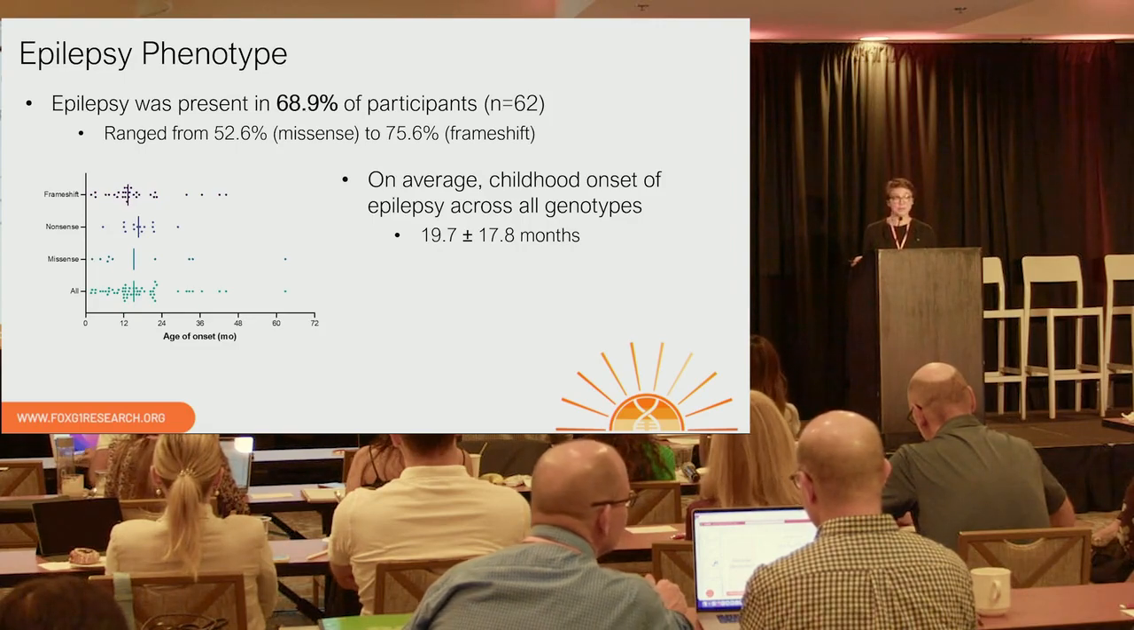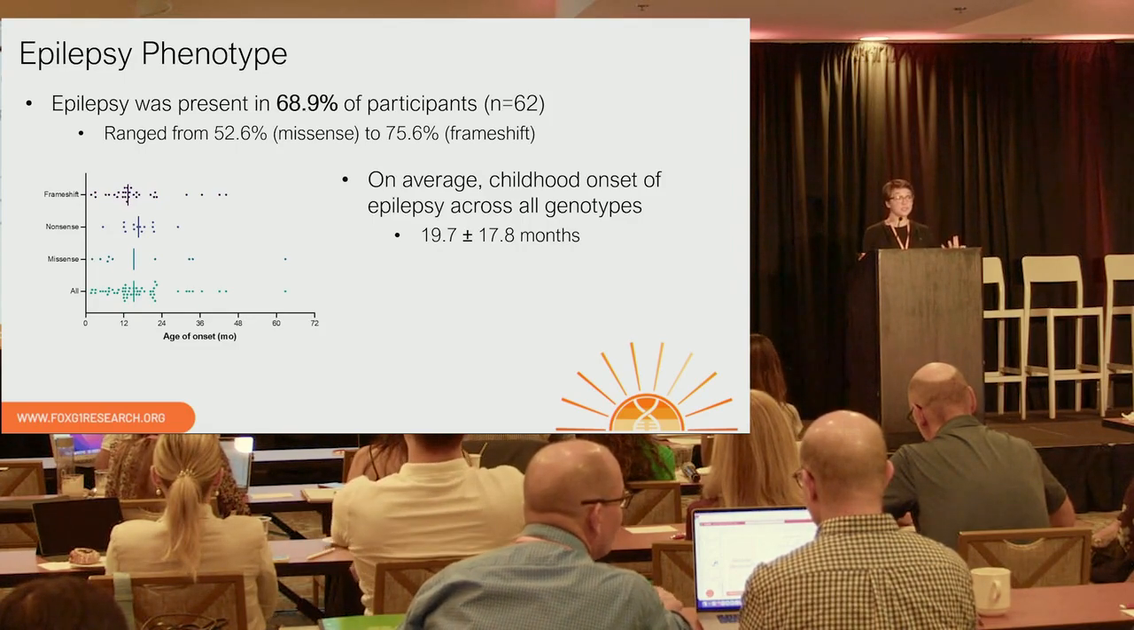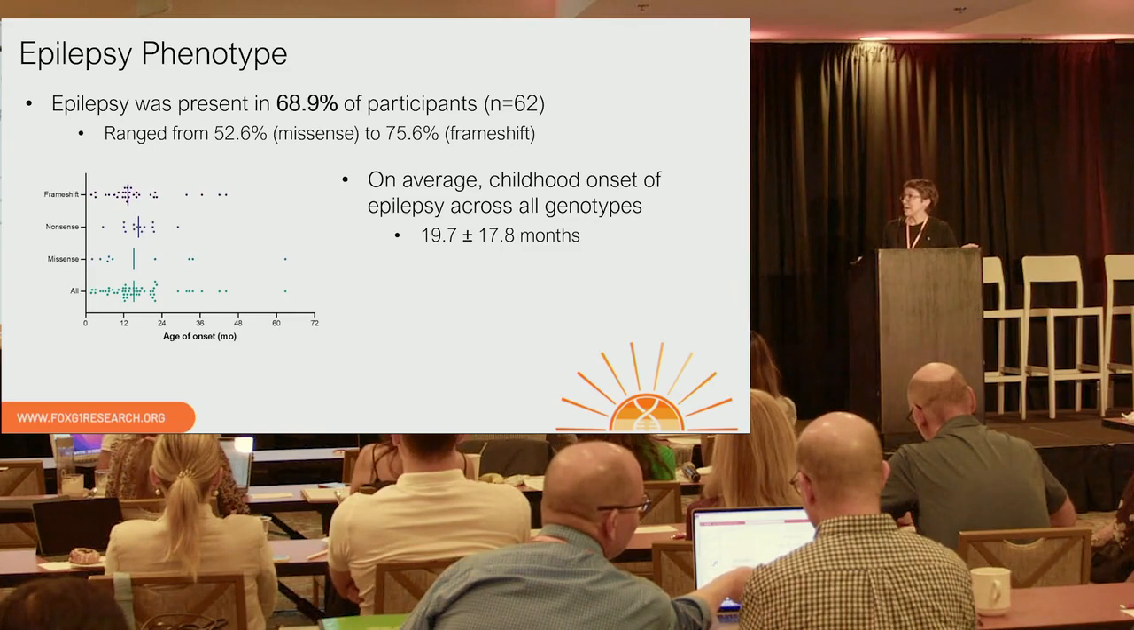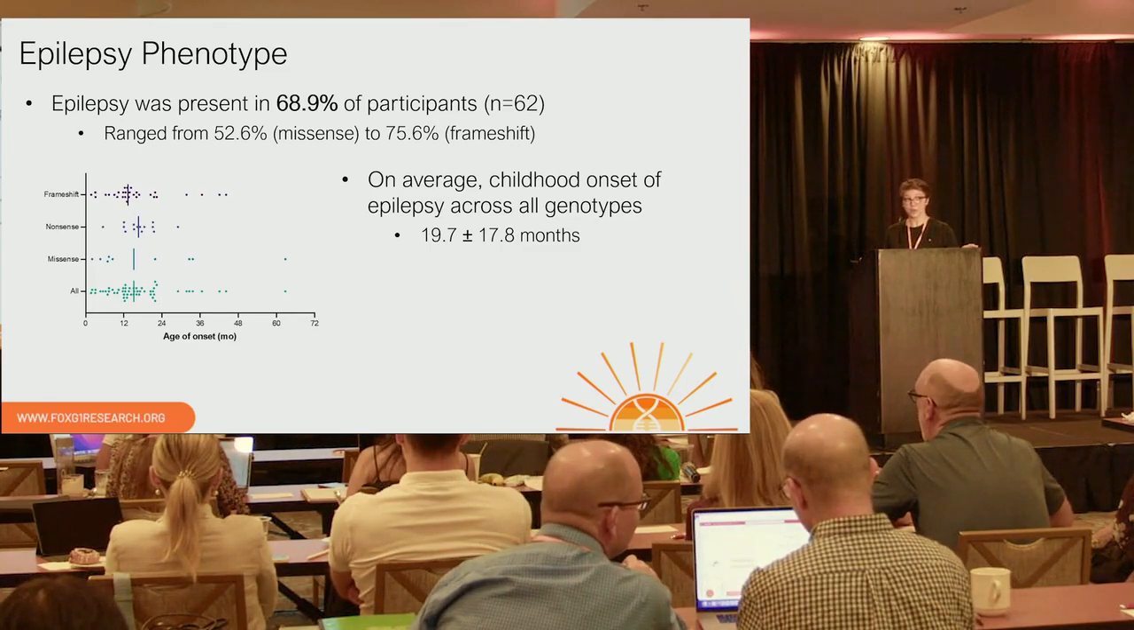So starting with epilepsy, which includes seizures as a feature, we found that epilepsy was present in about 70% of the cohort.